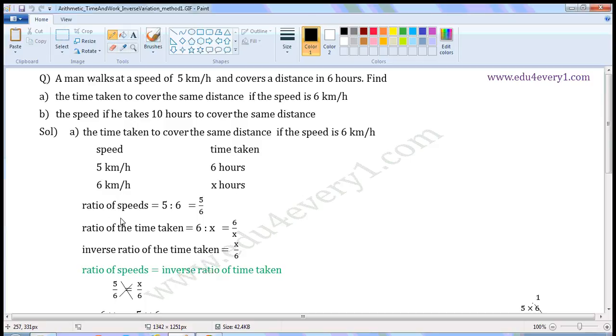Now, ratio of speeds is equal to 5 is to 6, or we can write it as 5 by 6. Ratio of the time taken is equal to 6 is to x, or we can write it as 6 by x. Inverse ratio of the time taken is equal to inverse of 6 by x, that is equal to x by 6.